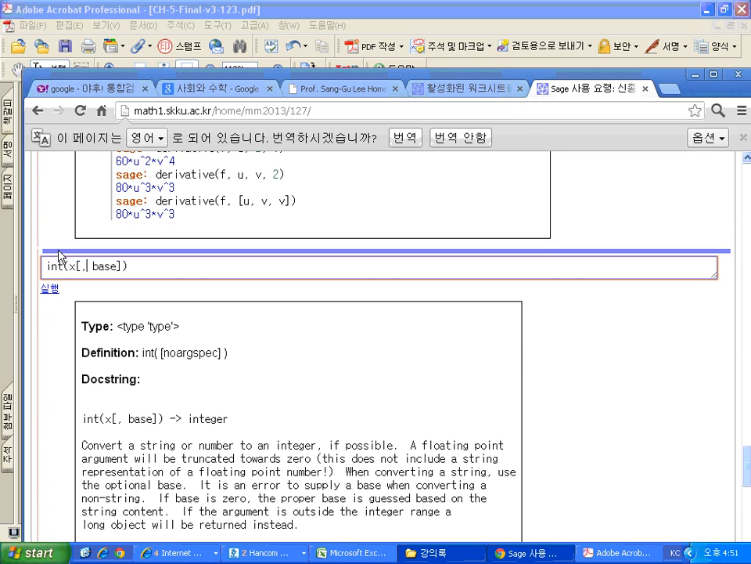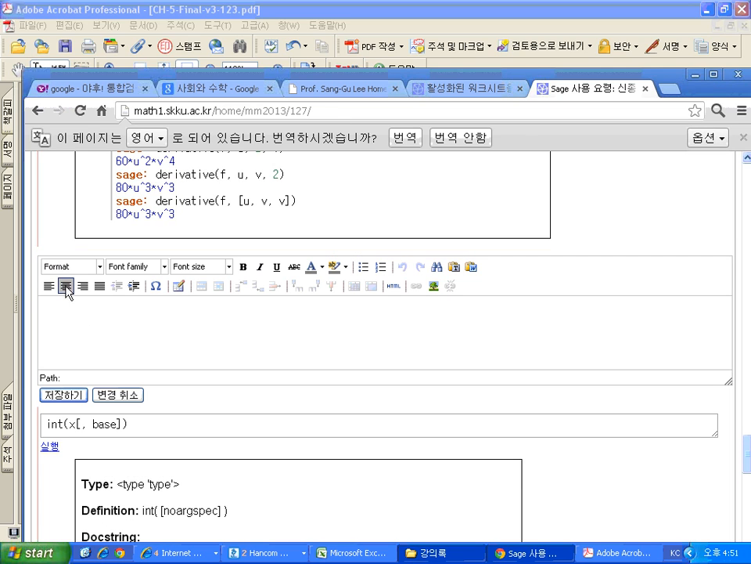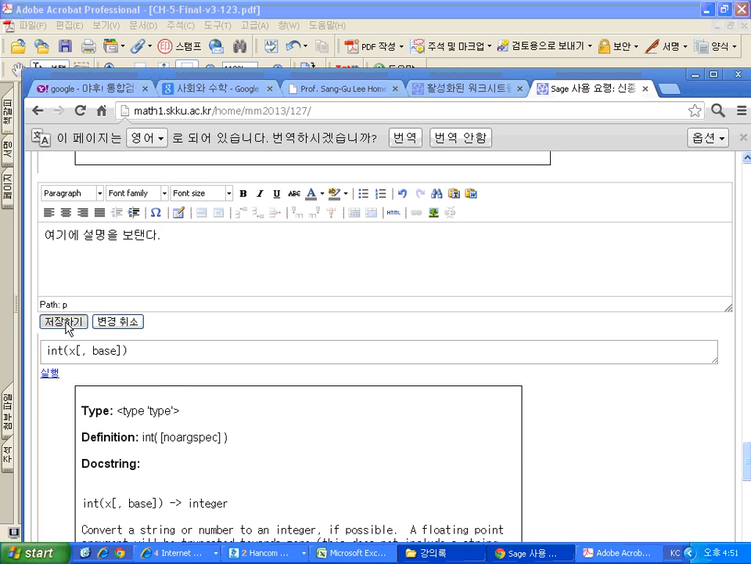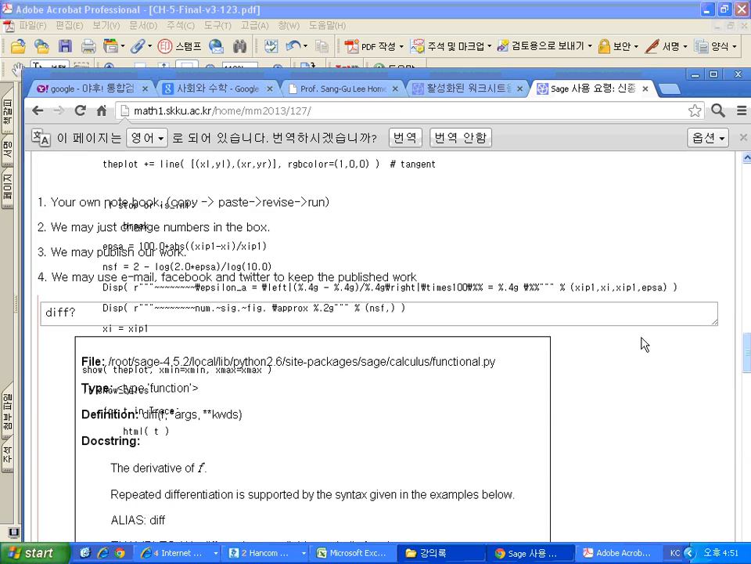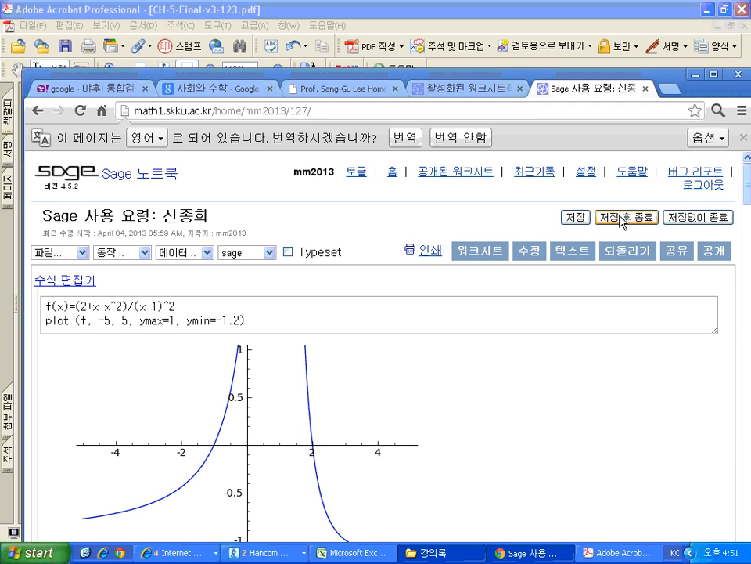Also, if you click with the escape key and click here, then you will find 여기서 여기에 설명을 보탄다. You may add the explanation of your code in here, and then you can publish it after you save it. Okay, anyway.